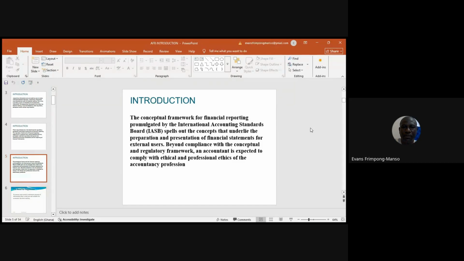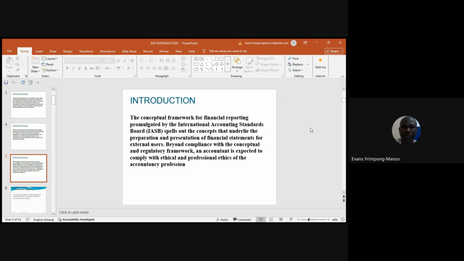So apart from the regulatory framework and the conceptual framework, the accountant is also expected to comply with ethical and other professional ethics of the accountancy profession. So apart from the laws, apart from the concepts, the accountant is also expected to comply with what we normally call the ethical principles of a professional accountant.